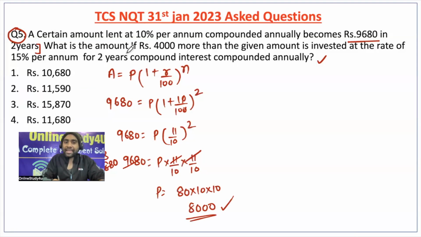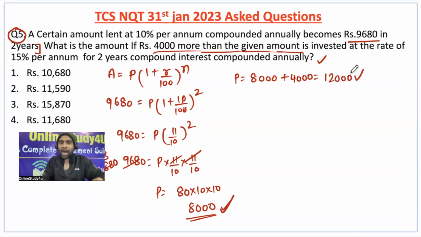Now, what is the amount if 4,000 more than the given amount is invested? The given amount was 8,000 rupees, and we are going to invest 4,000 more, so it will become 12,000. So what is the amount if this is invested at the rate of 15% per annum, time equal to 2 years?